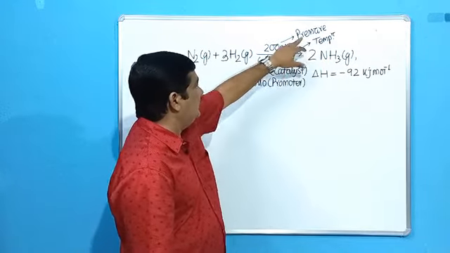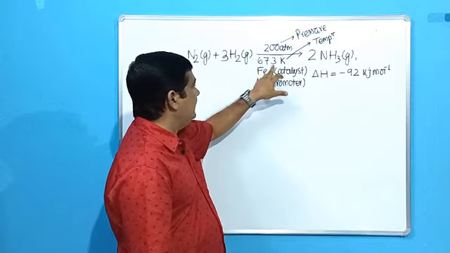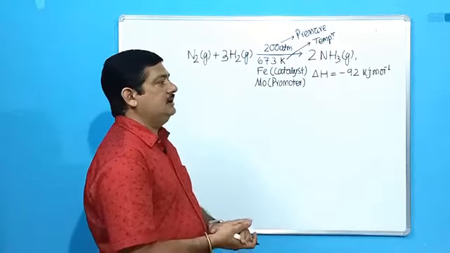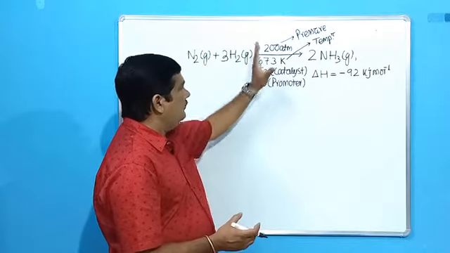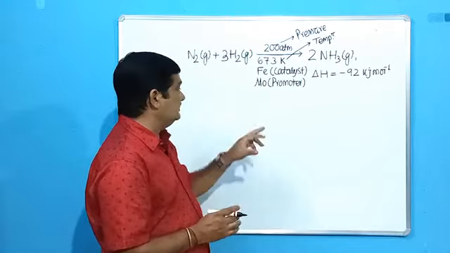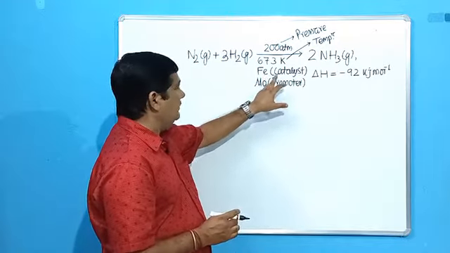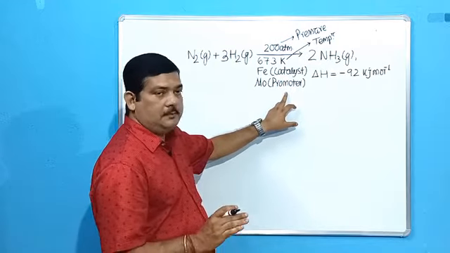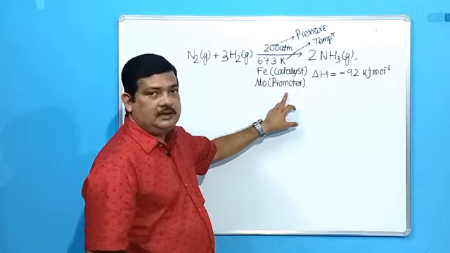So 200 atmospheric pressure is maintained. Temperature is maintained at 673 Kelvin. Later on, when we discuss equilibrium, we will know why these conditions are required. But for the time being, you will remember these are the conditions. Then highly divided iron is used as the catalyst and molybdenum is used as the promoter, which promotes the activity of the catalyst.